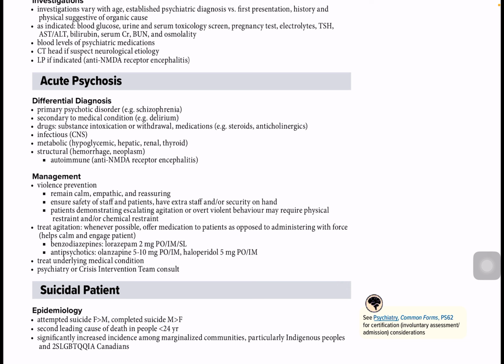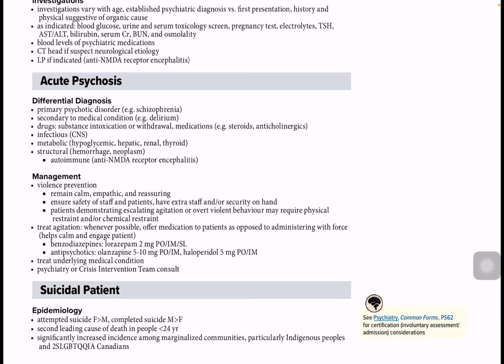So, this is the same classification we read in MCC Objectives. You see how Toronto Notes is collaborating with MCC Objectives, and that's how they want you to know, right? They want you to know the primary diagnosis, let's say primary psychotic conditions like schizophrenia, schizophreniform, and secondary conditions like delirium due to low sugars, abnormal electrolytes, or drugs like steroids, cocaine or anticholinergics. Infections, CNS, metabolic conditions like hypoglycemia, hepatic, renal or thyroid problems, structural problems. They would want you to do imaging, CT head to look for hemorrhage or neoplasias. Autoimmune like anti-NMDA receptor encephalitis.